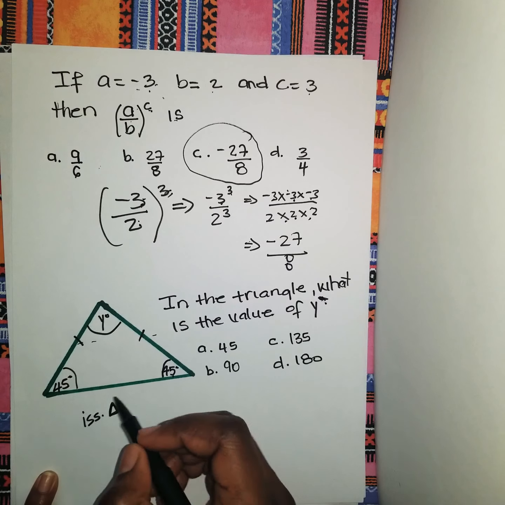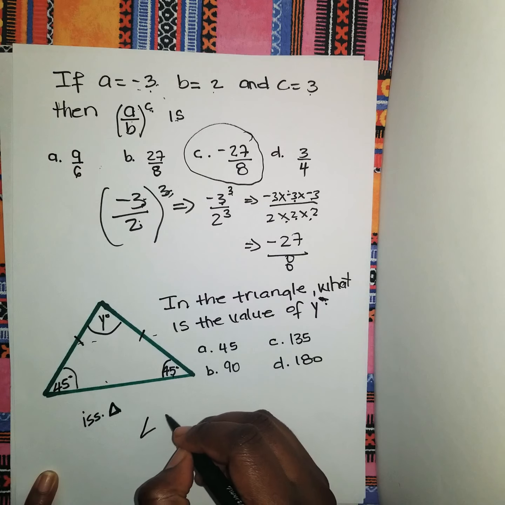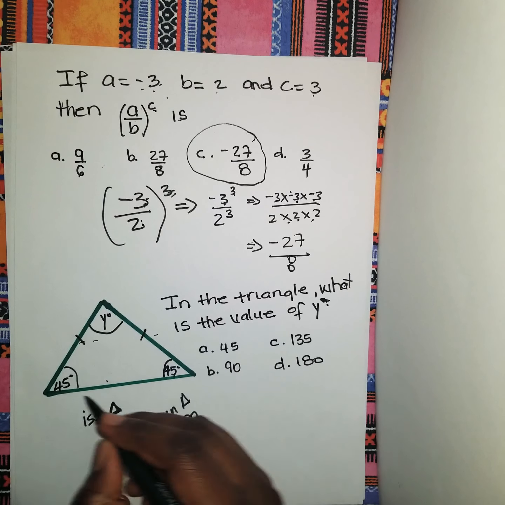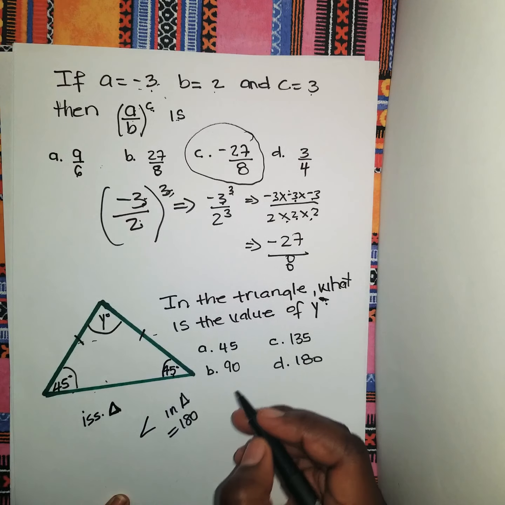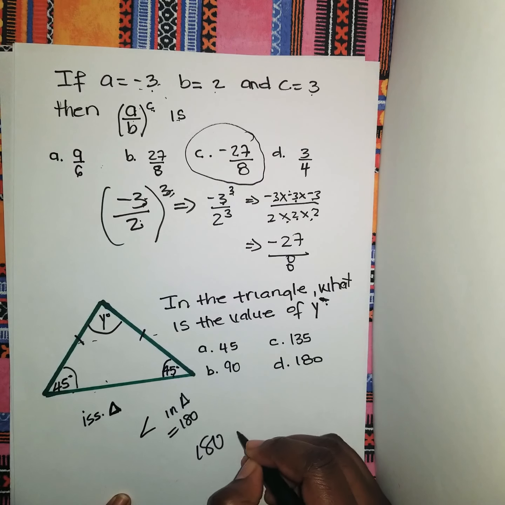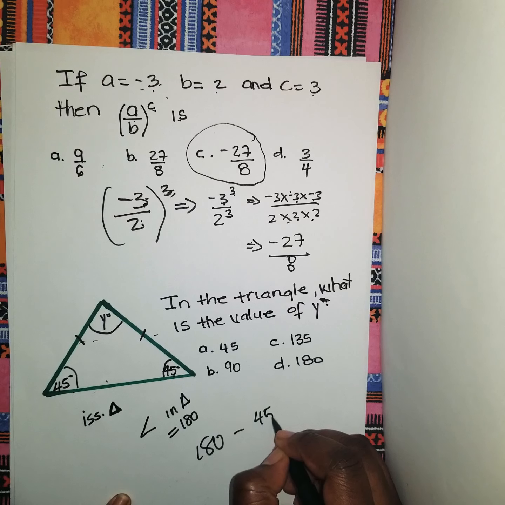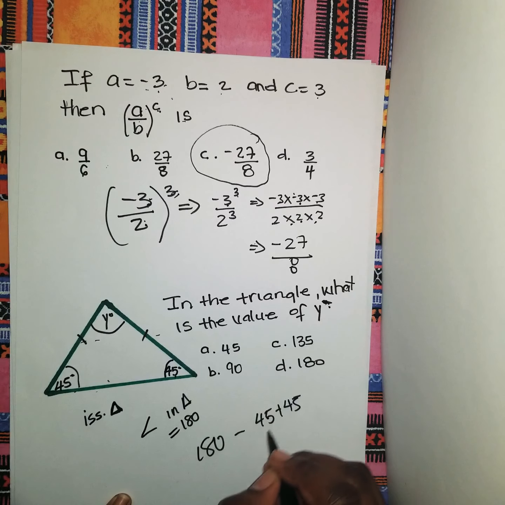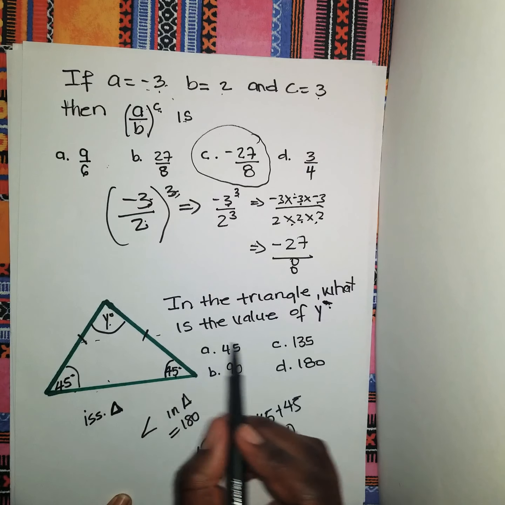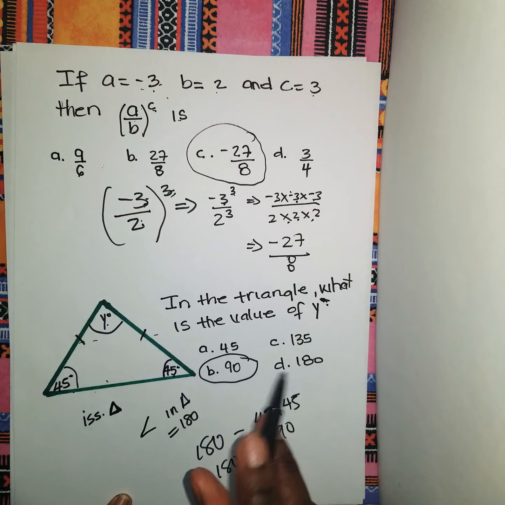So remember, we know the angles in a triangle add up to 180 degrees. So if we have two angles being 45 and 45, to find the missing angle, we're going to say 180 subtract 45 plus 45, which is 90, so 180 minus 90 gives us 90. And so angle y would be 90 degrees.